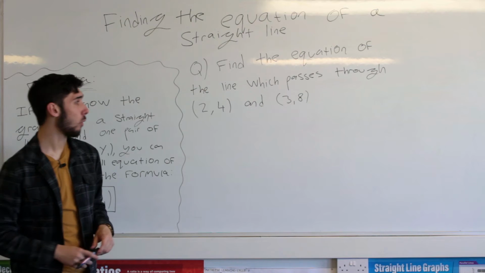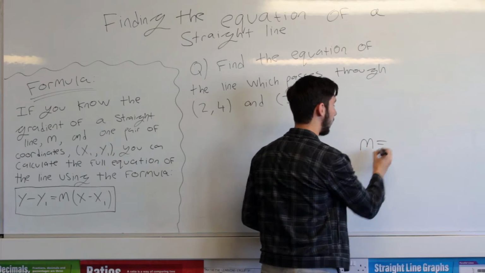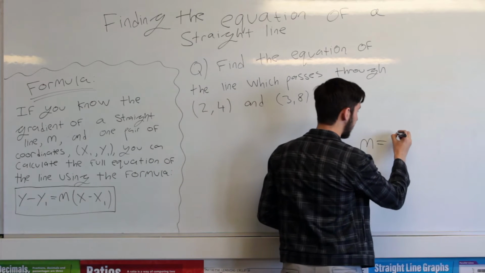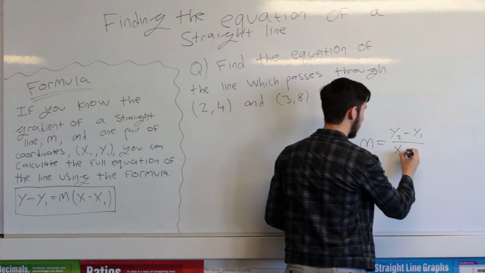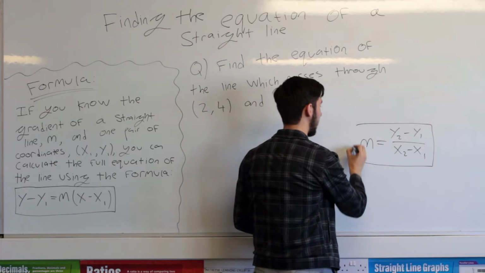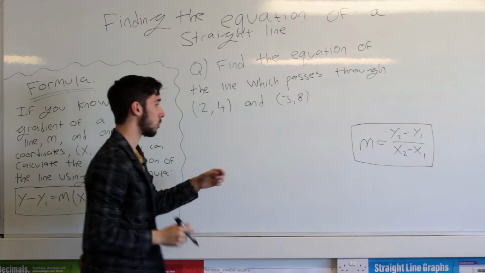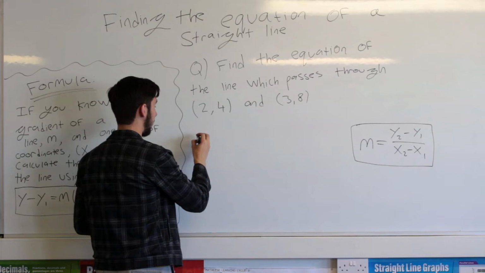So if we recall the formula, I will write it down here. The gradient of a straight line is going to be y2 minus y1 divided by x2 minus x1, like that. I'm going to put a box around that, so we're going to remember this. We're going to need this now, because we are going to figure out what m is, okay? So m, we're going to write this is step 1.